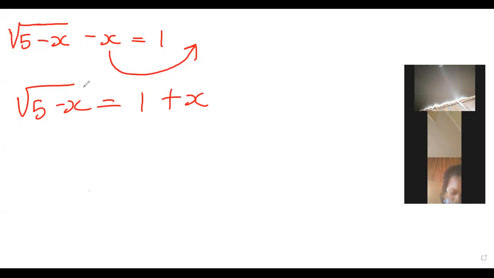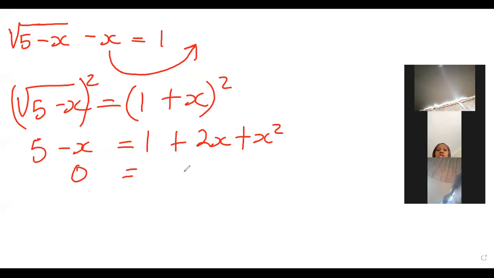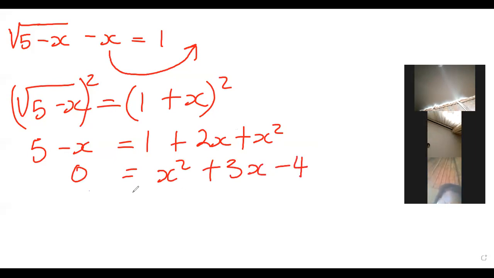Then from here, obviously, I need to remove the root by squaring. Square both sides. Squaring both sides removes the root. So it will be 5 minus x, and on this side, 1 plus 2x plus x squared. Then I take everything to one side, since the coefficient of x squared is positive on the right, so 0 will be equal to x squared plus 3x minus 4.